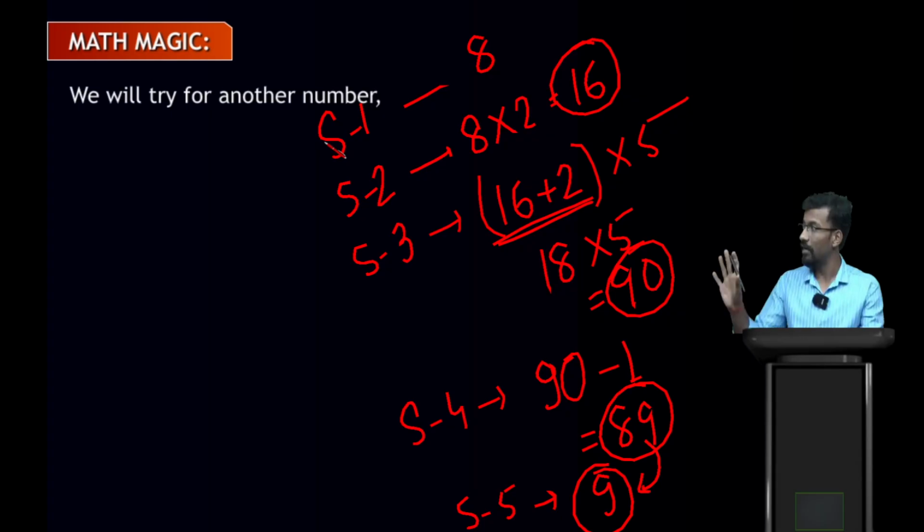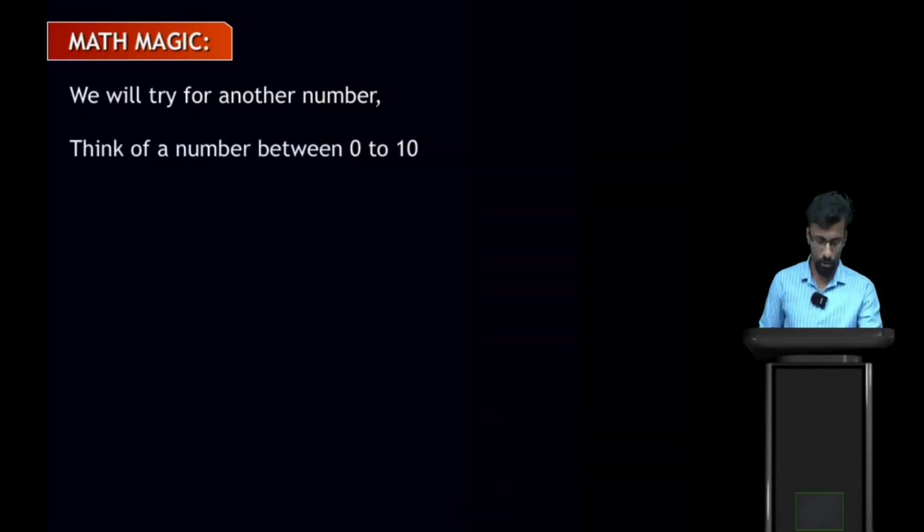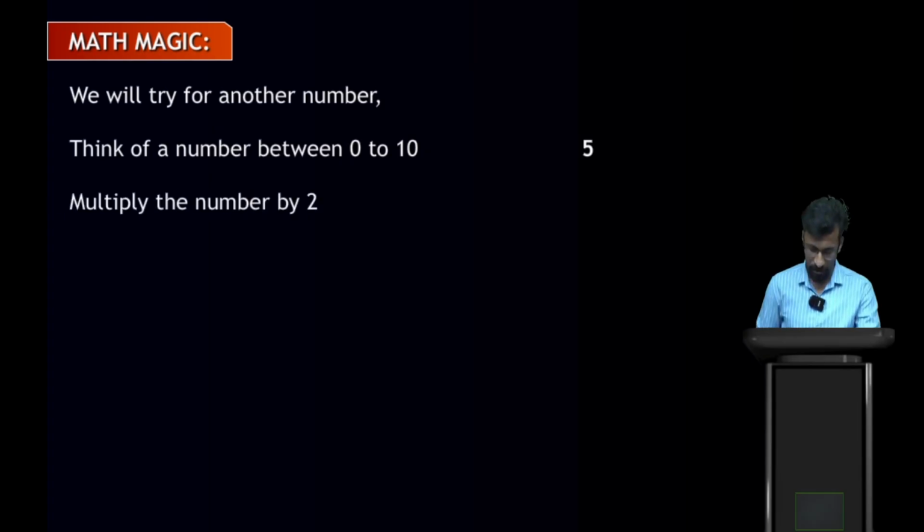Okay, so now we will try for another number. Got it? Nice. Suppose you think of a number between 0 to 10. You can take any number, 2, 3, 4, anything. In this case we are taking the number 5. Now look, multiply the number by 2. So 5 multiplied by 2 equals what? 10. Yes, very good.